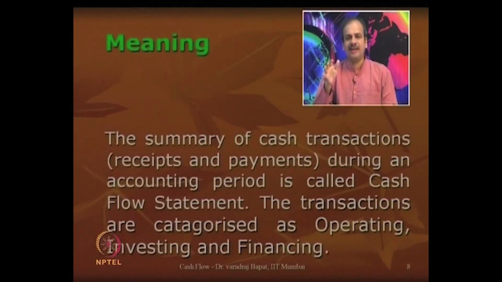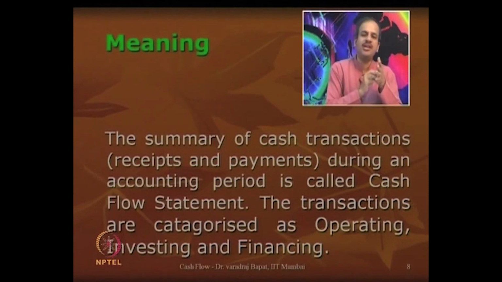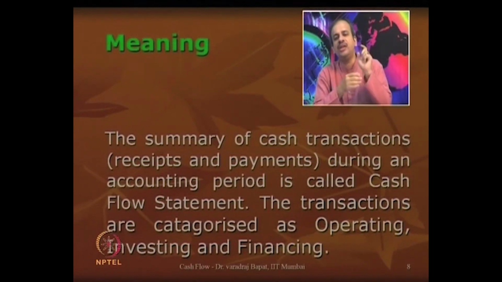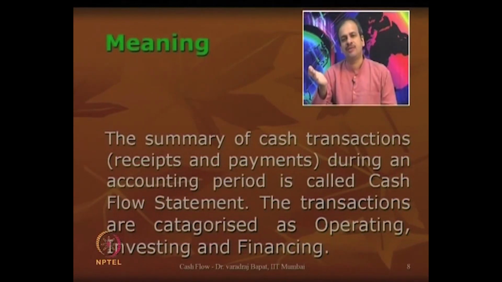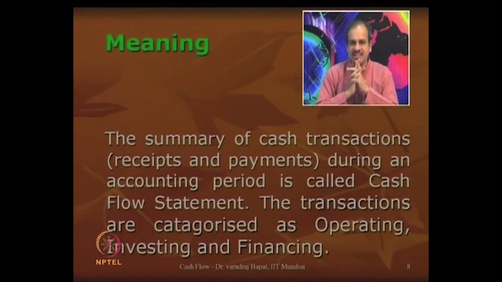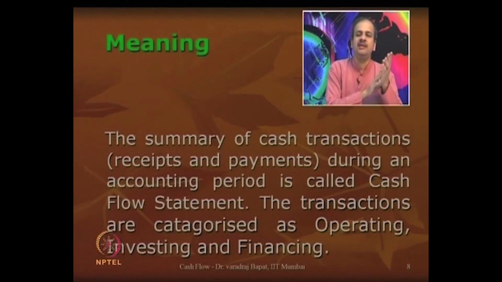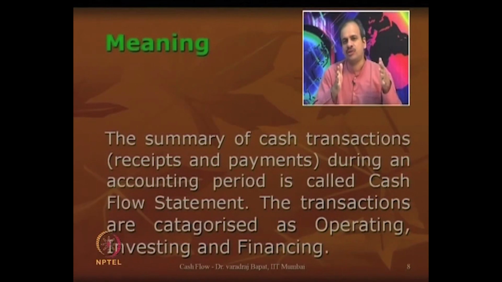So, you can see here cash flow is a summary of cash transactions, or in other words it is a summary of receipts and payments during a particular accounting period, and all the cash flows are categorized as operating, investing and financing. A little later we will see what is operating, investing, financing, but even before that, now you know what is a cash flow statement.